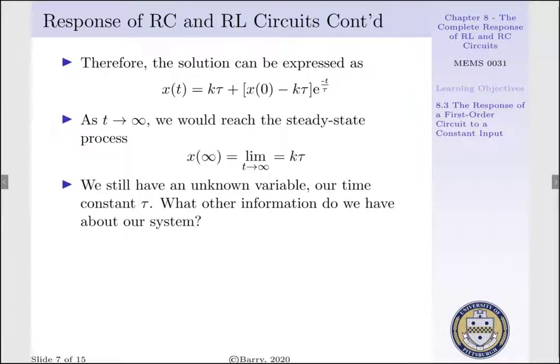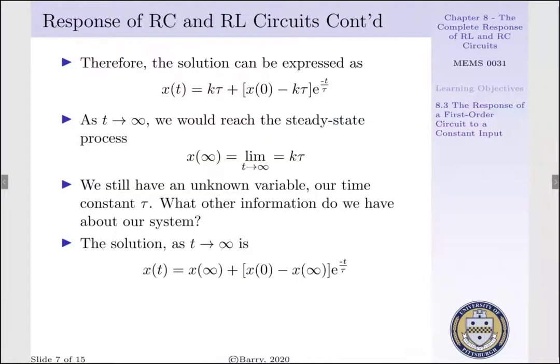Thus, we have one unknown variable left within our system, our time constant, tau. We have to recall what other information we have about our system to solve this. And as t tends to infinity, we'd recognize that x of t would be equal to our steady state response, x infinity, plus x naught minus x infinity, e to minus t per tau. Thus, we can solve for tau based upon our steady state response of our system.